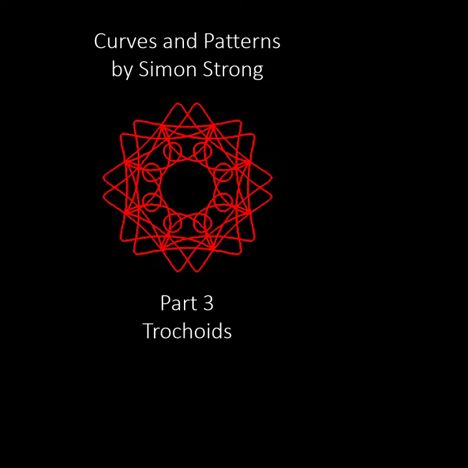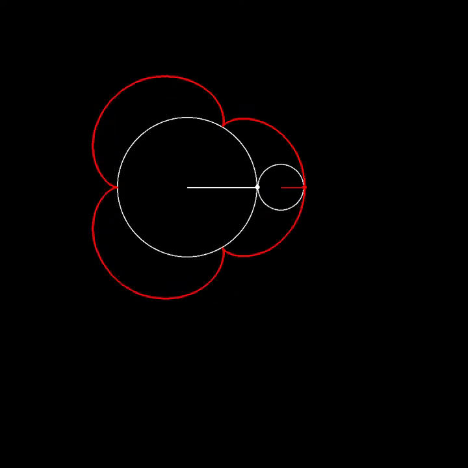All the patterns we've looked at so far have been created by putting a pen on the edge of a moving wheel like this. When the pen is at a distance of 1 radius from the centre of the wheel, we will call this pen position 1.